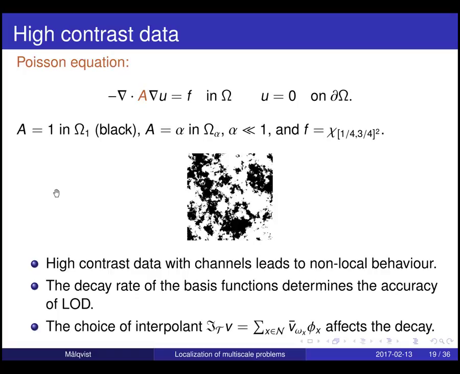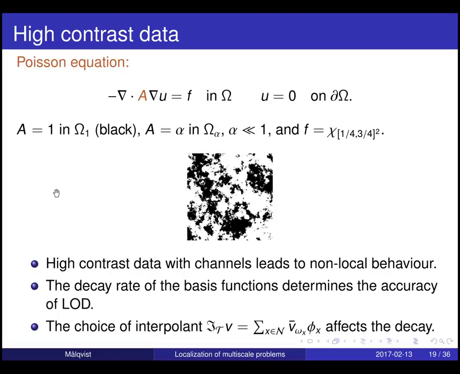Okay, so as Yalchin said, there is a problem with these kind of methods when you have channel structures in the data. It leads to non-local behavior, and this whole idea of multiscale methods builds on trying to localize the fine-scale computations, and you have communication that connects distant parts of the domain, which is problematic. And so you can see in numerics that basis functions don't decay as well if you have these channels. They start to spread along the channels. And this, of course, if you have a fixed truncation size, ruins the solution of the multiscale approximation. But it turns out that the choice of interpolant, which I haven't said anything about almost yet, is important in here.